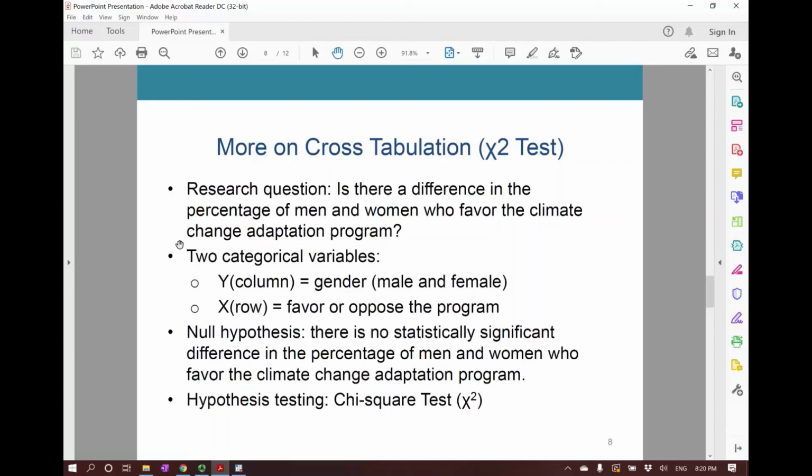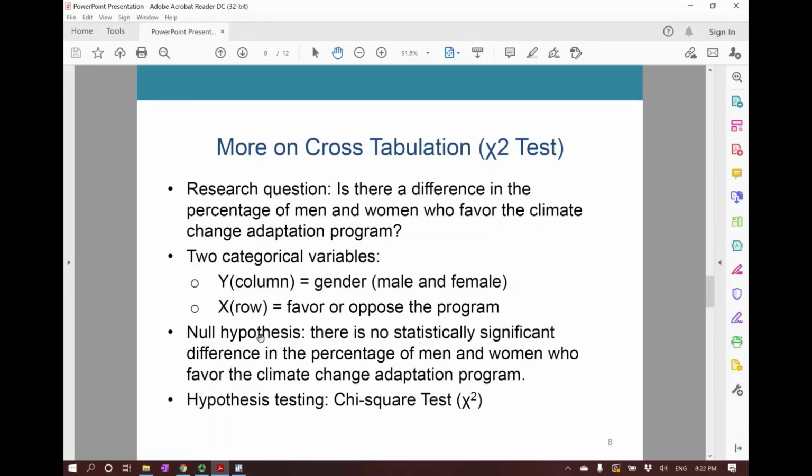Instead of asking if there's any difference in the mean age of quantitative data across different groups, sometimes we may just want to know the difference between two groups across other groups, right? So for example, a research question could be, I want to know if there's any difference between male and female in the percentage who favor the climate change adaptation program. So I would actually be examining two categorical variables. One is gender, which is male and female, 0 or 1. Another one is going to be my row variable, that is favor or oppose.